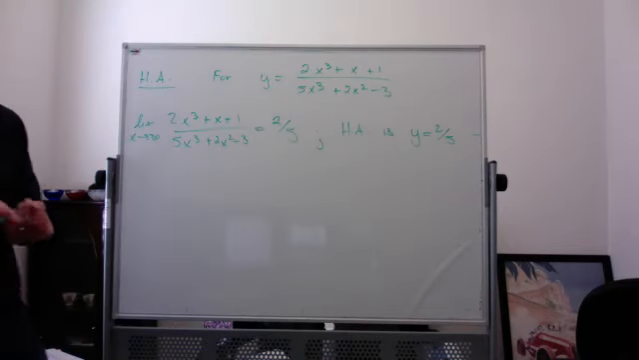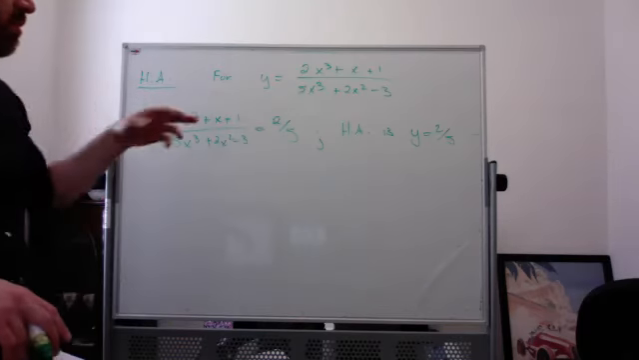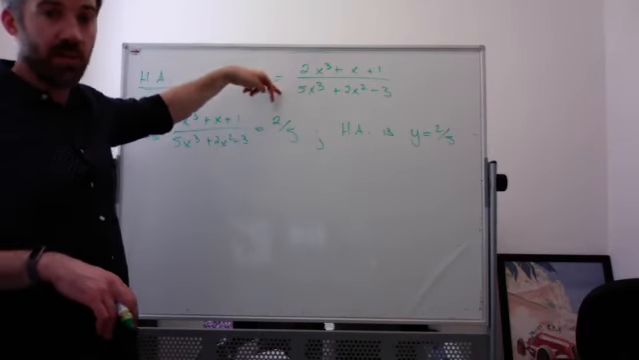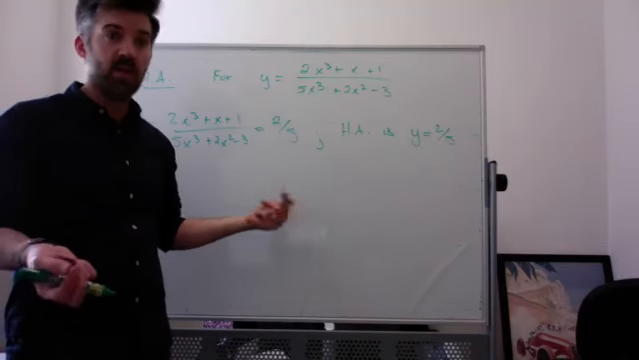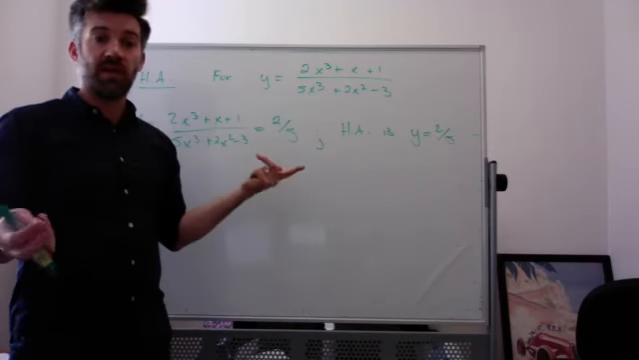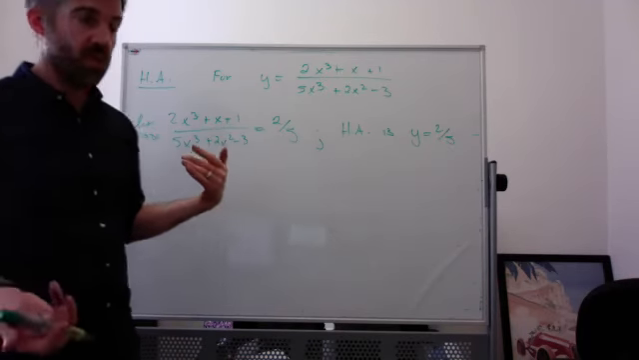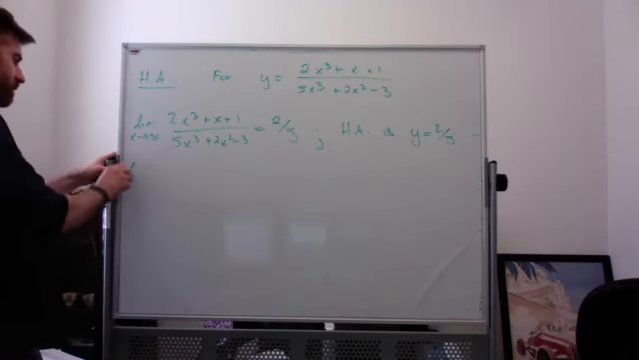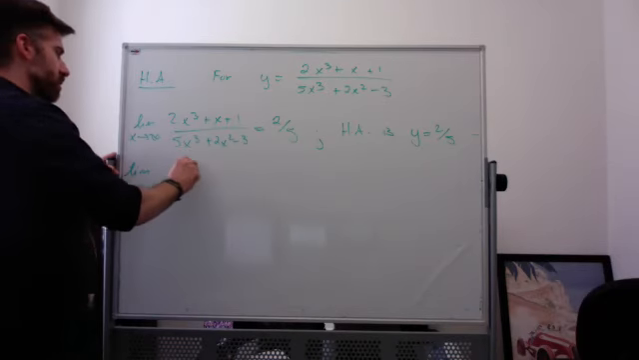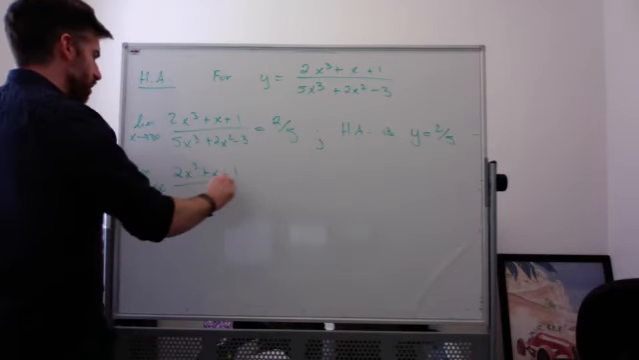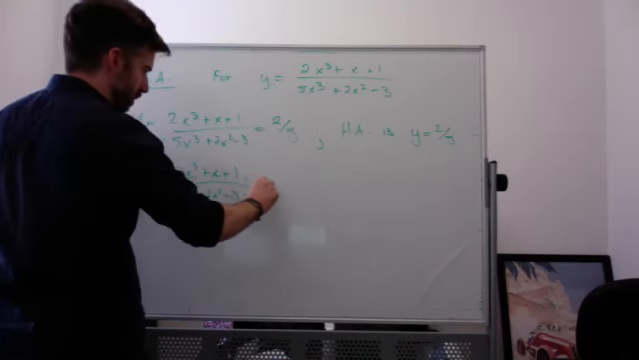Now, something to know. For a nice rational function like this, where it's just a polynomial on top and a polynomial on the bottom, meaning positive integer powers of x, the limit to infinity and the limit to negative infinity will always be the same, meaning you only have one horizontal asymptote. Whatever it is to the right is also the same as it would be to the left. If we have the limit as x goes to negative infinity of 2x cubed plus x plus 1 over 5x cubed plus 2x squared minus 3, that would also equal 2/5.